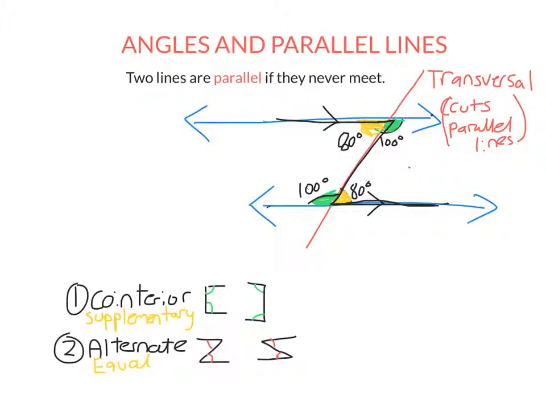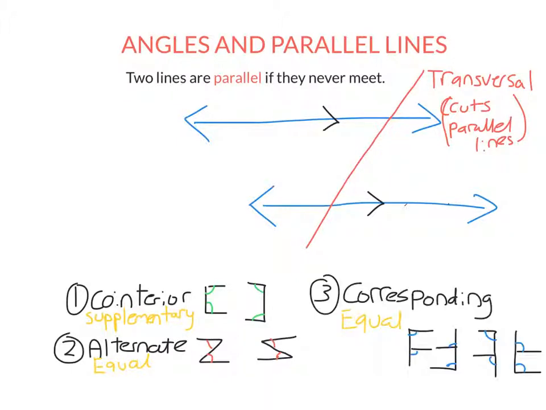So, of course, the green angles are also a Z shape, except it's more of a back to front Z that I'll draw here in red, okay? So alternate angles are equal and they make a Z shape. Let's look at the third type of angle. Once again, please pause and copy down if you need. So corresponding angles actually make an F shape.